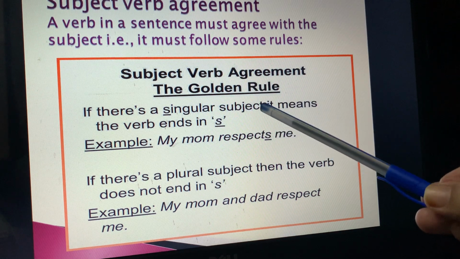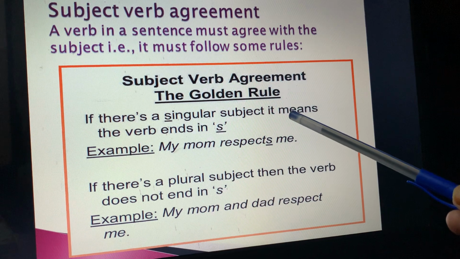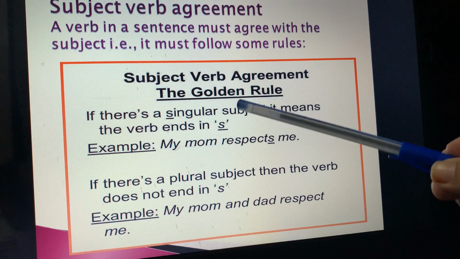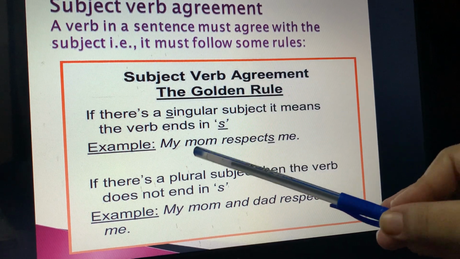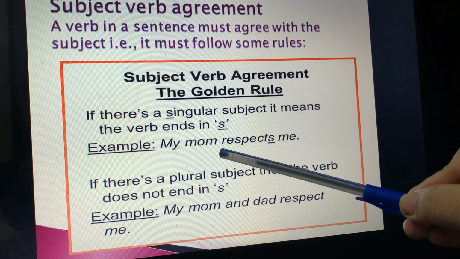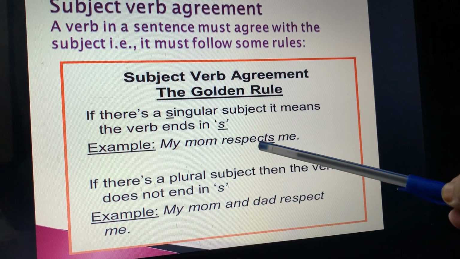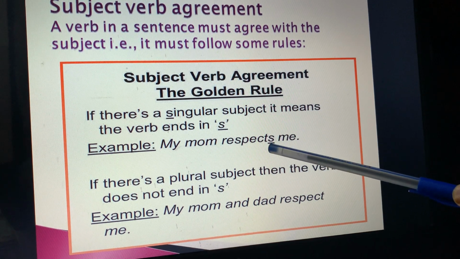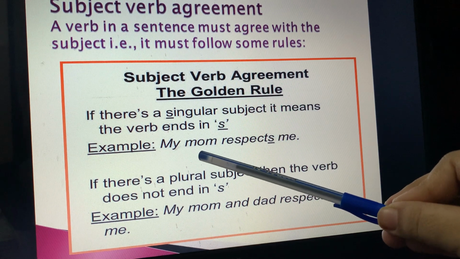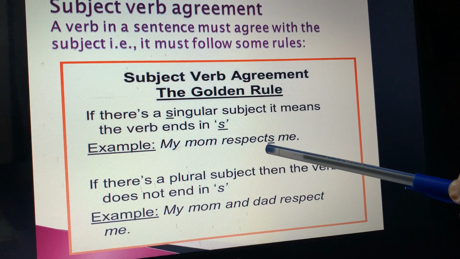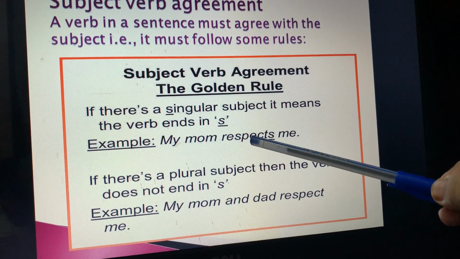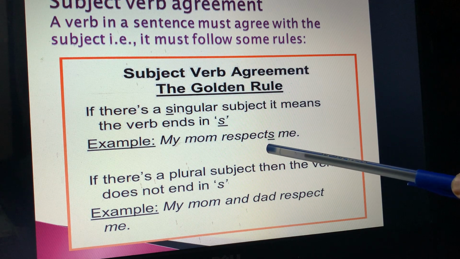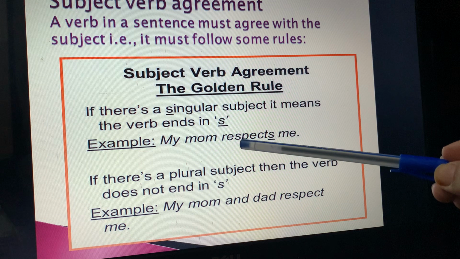If the subject is singular, the verb ends with s. Let us take an example. You need to understand it. Fine, do not cram. Like my mom, this is a singular subject, respects me. This is the verb. What action is done? She respects. Now it is ending with s, because the subject is singular, so the verb is ending with s. Fine. Singular subject, singular verb, plural subject, plural verb. Do not assume it as a noun. Do not think of it as a noun.